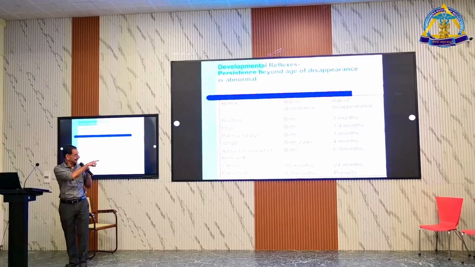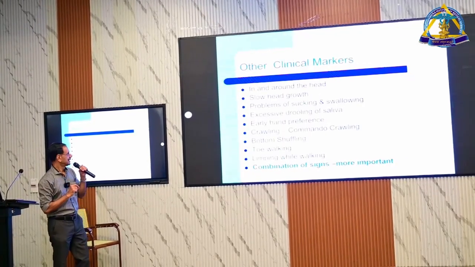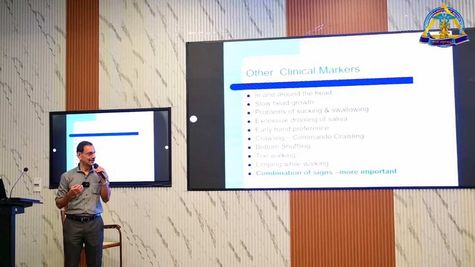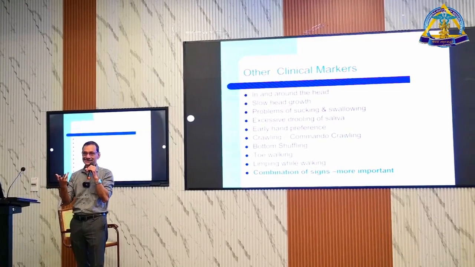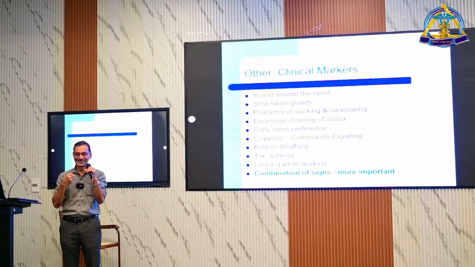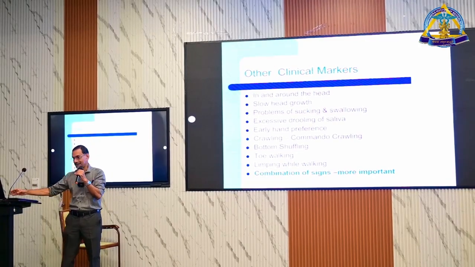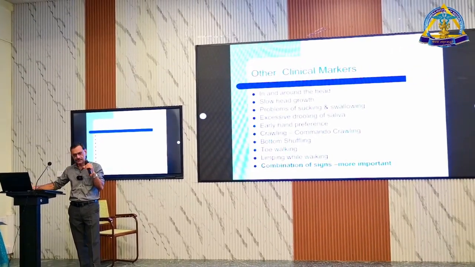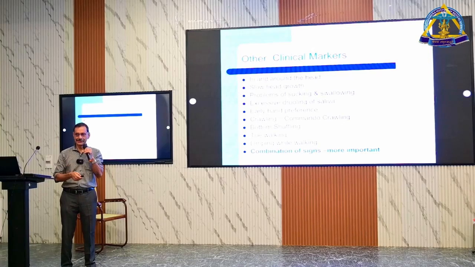The other points, don't write down. Combination of signs is more important. For example, excessive drooling of saliva. What is the commonest cause? The commonest cause is that the child has started growing his teeth. So just drooling doesn't make it cerebral palsy. Only a combination of symptoms makes it cerebral palsy. Am I clear? So you must ask a few things. These are some suggestions. These are all there in books, of course in my own book also. So you need not go on writing.